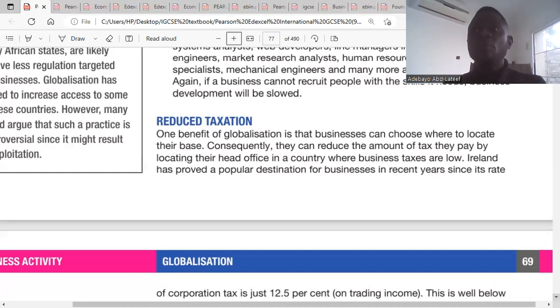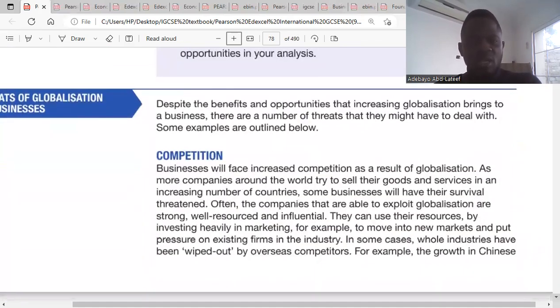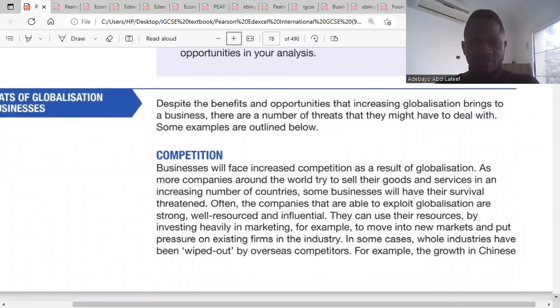So what are the threats of globalization to business? What are the problems of globalization to businesses? So let's go to the problems of globalization to businesses.